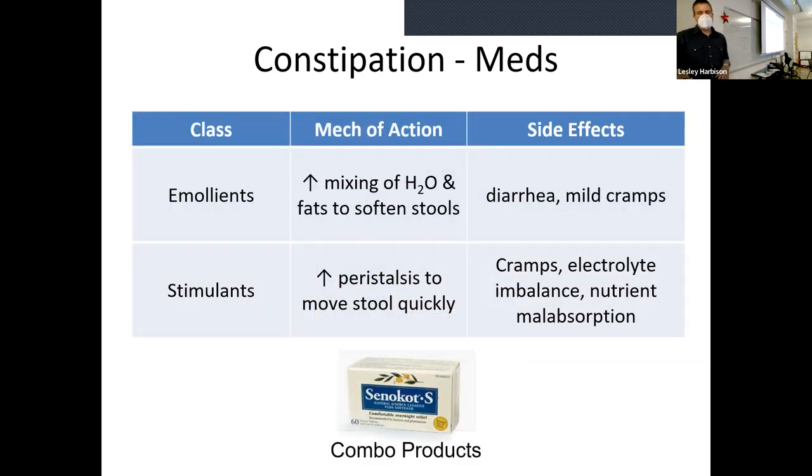And then lastly, we have combo products that combine the stimulant we were just looking at with the emollient, like the stool softener. We call it mush and push. So the emollient mushes it up and the stimulant pushes it through, and then you keep people regular in that regard.